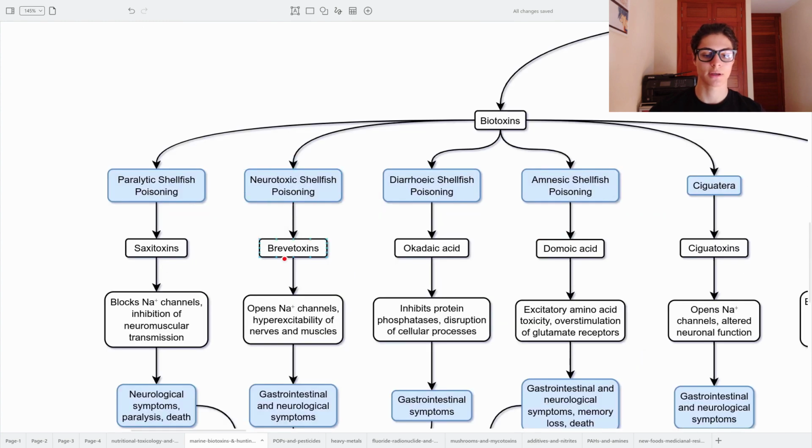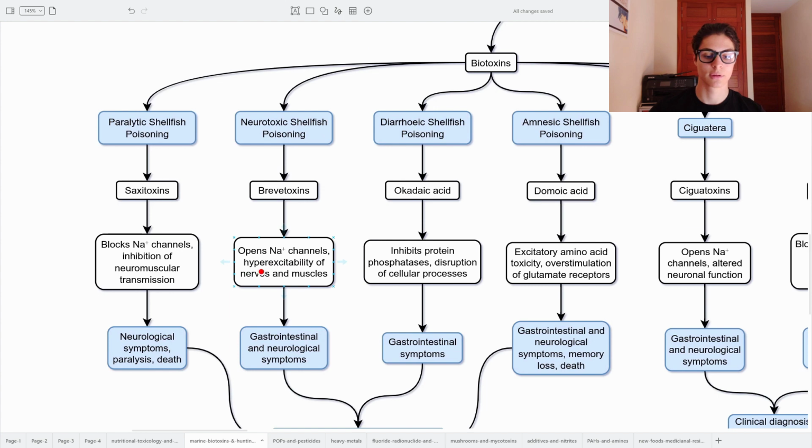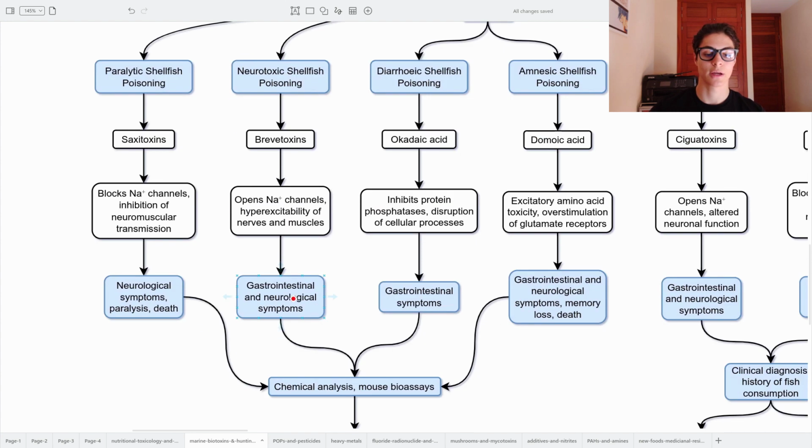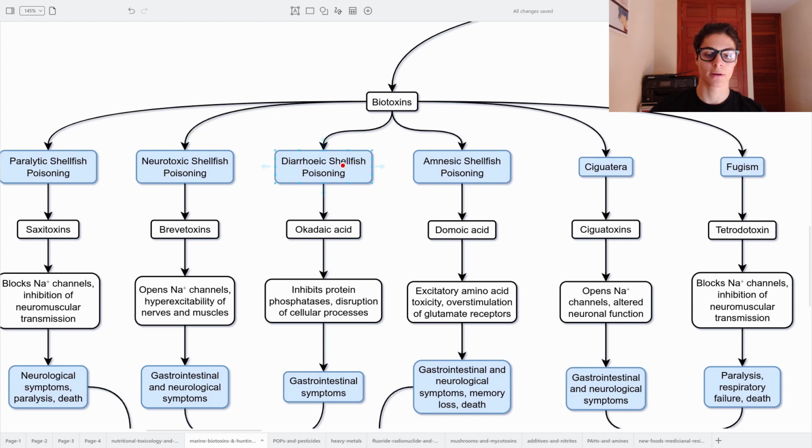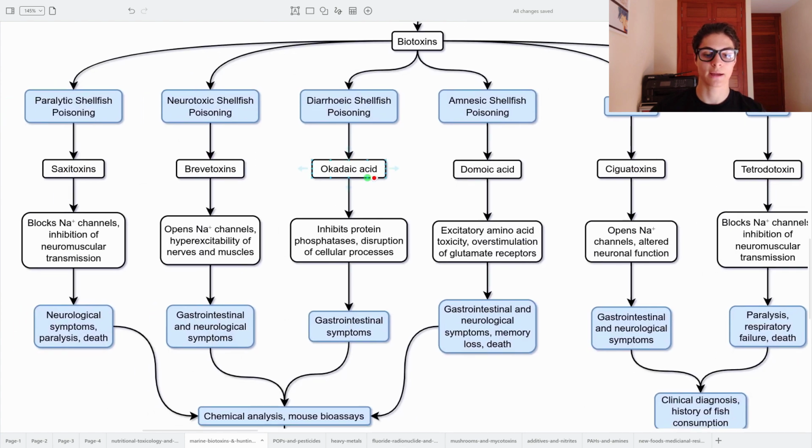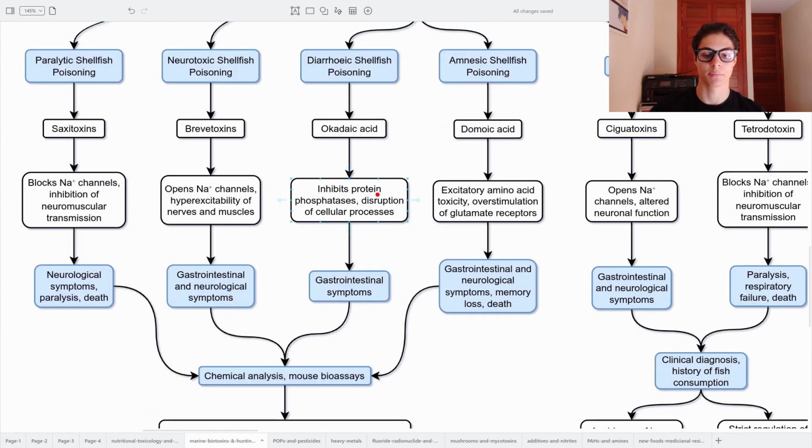The neurotoxic is due to brevetoxins. They open sodium channels, they create a hyperexcitability of the nerves and muscles, leading to gastrointestinal and neurological symptoms. So here, gastrointestinal as well. The diarrheic one is due to the okadaic acid, and it inhibits the protein phosphatases, disrupting the cellular processes, leading to gastrointestinal symptoms. So no neurological here, only gastrointestinal.